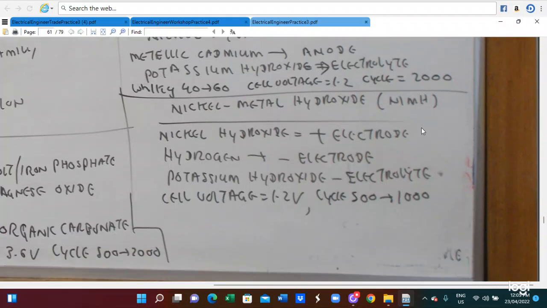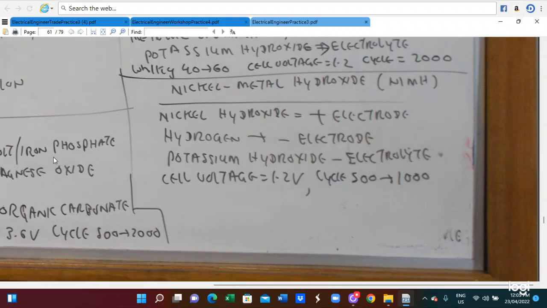Nickel metal hydride is NiMH. Nickel hydroxide is utilized as an electrode, and hydrogen is the basis of the other electrode. Potassium hydroxide is utilized as the electrolyte. Cell voltage is 1.2 volts, and we can utilize 500 to 1,000 cycles.